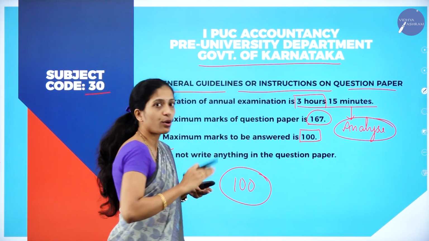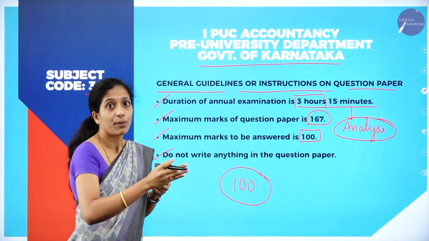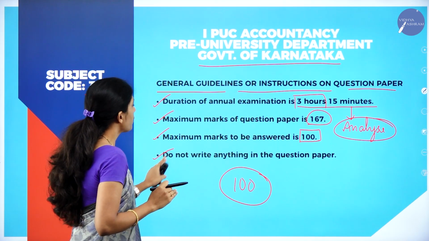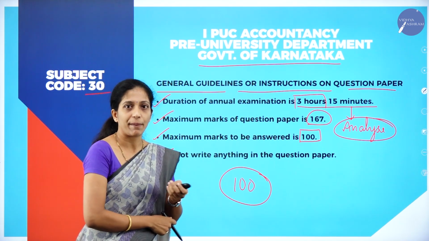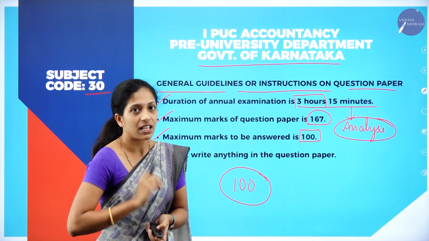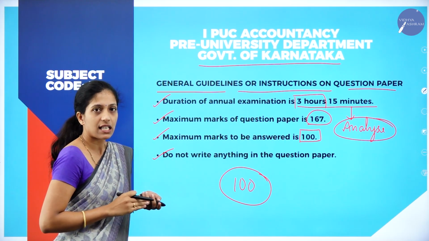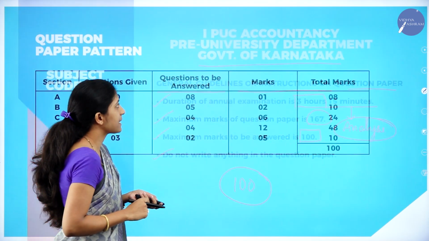As I told you, don't limit yourself to attempting only 100 marks. You can attempt more than that also. Do not write anything in the question paper. You are not supposed to write anything in your question paper, not even a single dot. So this is about your guidelines as well as instructions while writing your exam.